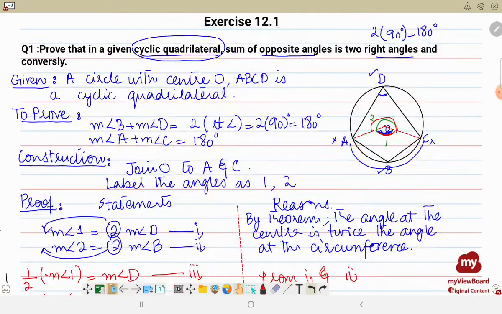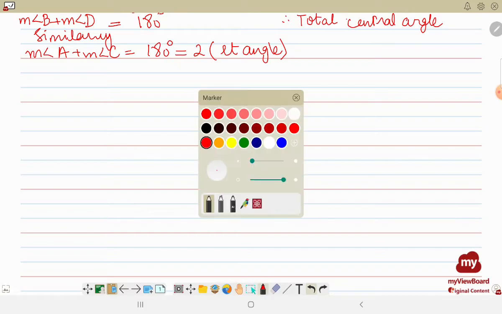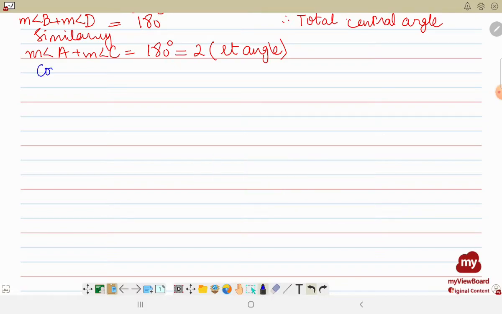So we just have to write down one statement only here, that conversely, measure angle B plus measure angle D is equal to 180 degrees, right? This implies that the quadrilateral is a cyclic quadrilateral. And why? Because this is the property of the cyclic quadrilateral, right? Because this is the thing, now it is given, right?